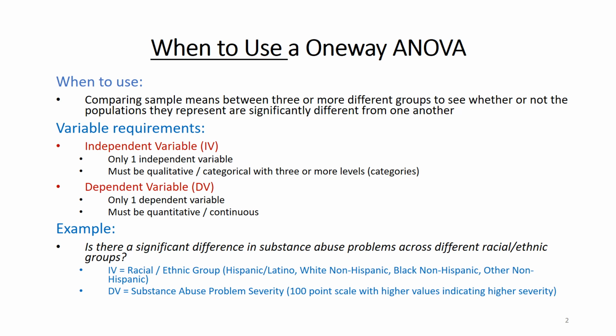Then we look at the dependent variable. The dependent variable, let's make sure that it's continuous. Well, it is, the dependent variable for that example is substance abuse problem severity, and as you can see in parentheses, it is measured on a 100-point scale with higher values indicating higher severity. So it is, in fact, at that interval or ratio level of measurement. All right, let's go ahead and dive in a little bit deeper to the hypothesis testing steps of a one-way ANOVA.